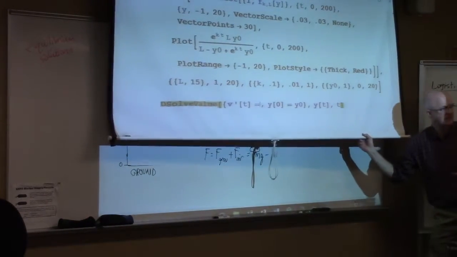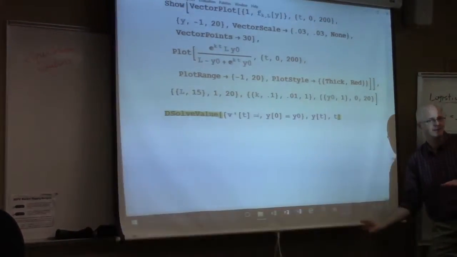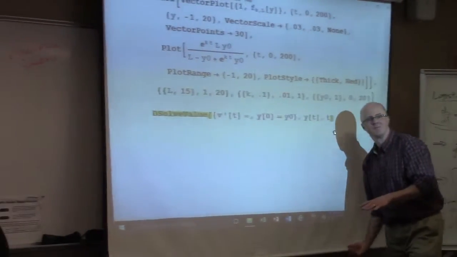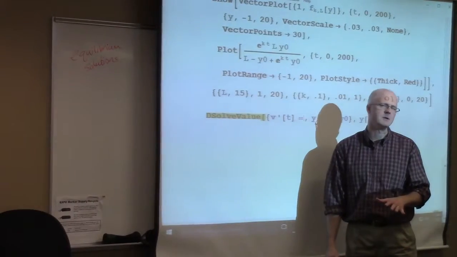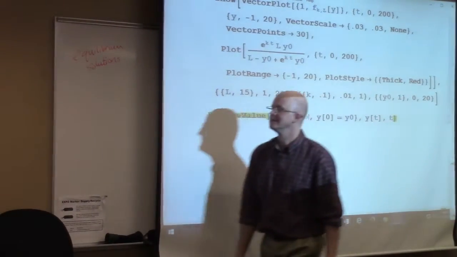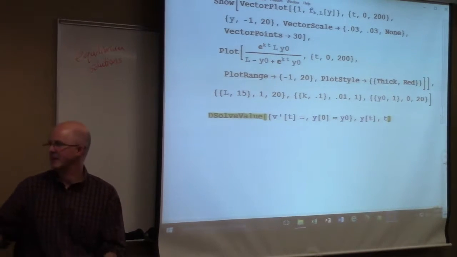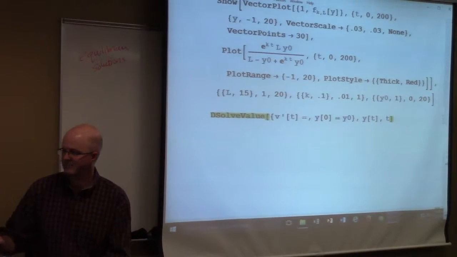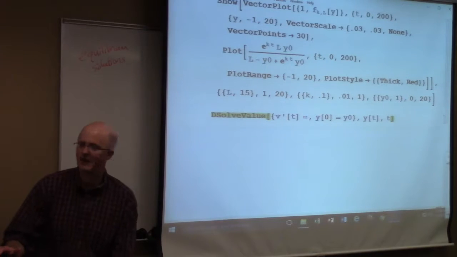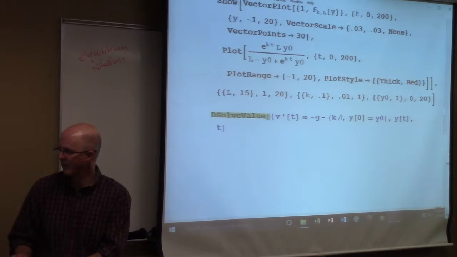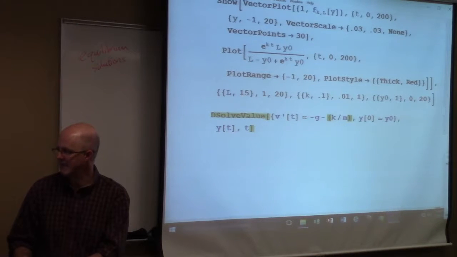Let me actually not replace g with 9.8. Let me just leave it as a g, because then we'd be able to apply this on the moon too. Although there's not much air on the moon. Mars, okay, Mars has got a thin atmosphere, but it's an appreciable atmosphere. You can actually measure it, whereas the moon is basically no atmosphere. Negative g minus k over m times v.